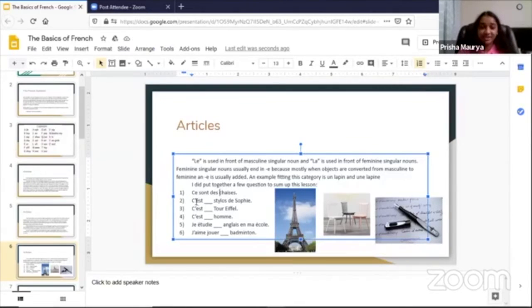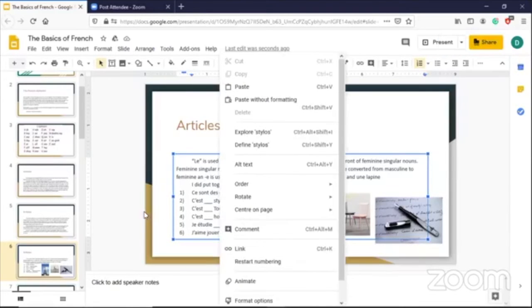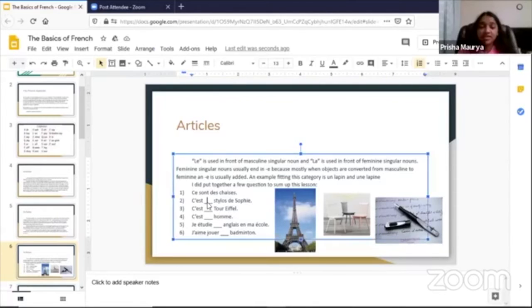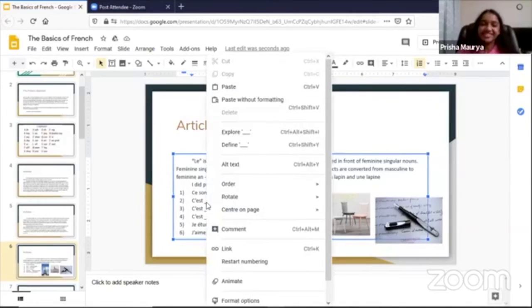So moving on, we have the object over here is stylos, which means pens. But we're also specifying these pens by saying that they belong to Sophie, because de means of and Sophie is the name. So they belong to Sophie, and these are the objects that we're going to be using. So is it les this time? Yeah, actually it is. Good job.